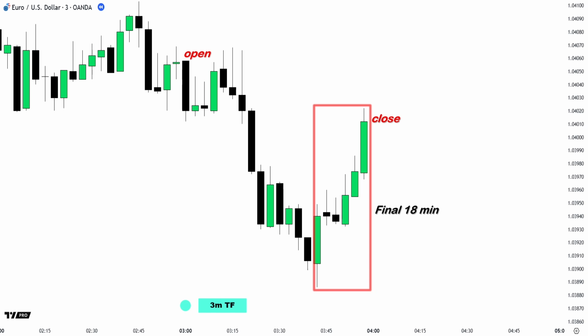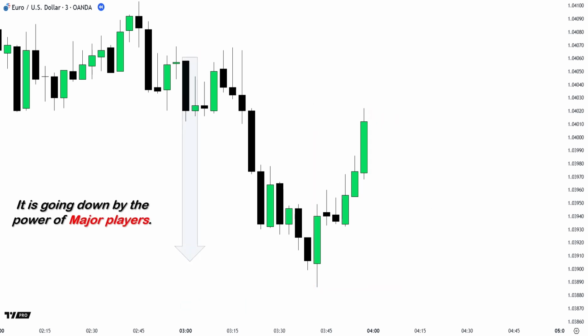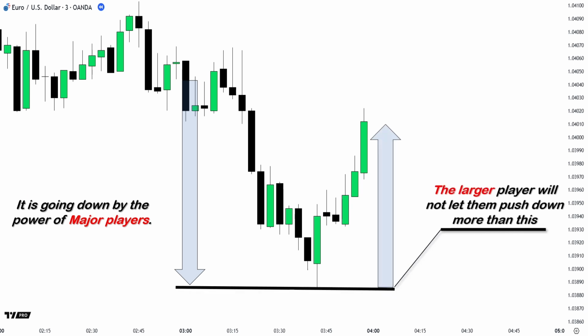This shift isn't random. It's a calculated move by smart money, revealing where true market control lies, which means an institutional or major player was pushing the price down with big sell orders, and a larger player, such as a large institution or a bank which has a plan to make a move, will enter long in the last moments and will not let them push down more than this. Sometimes this process can happen at the start of a pattern.